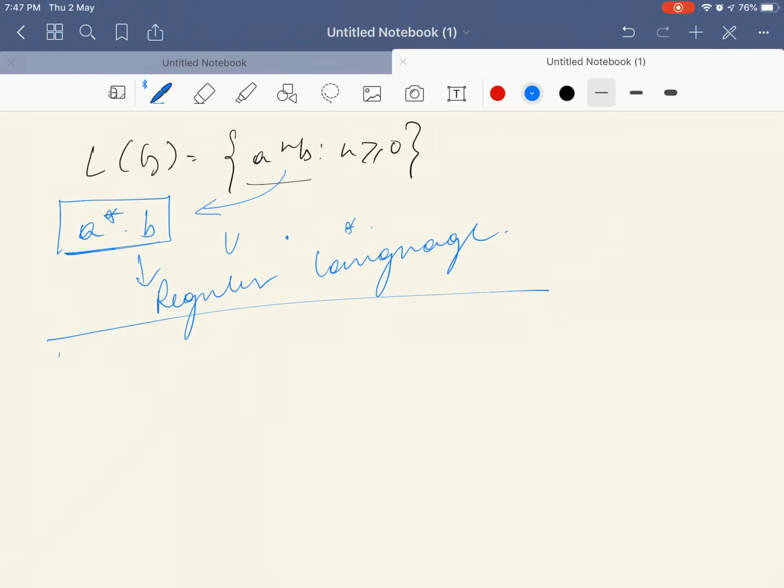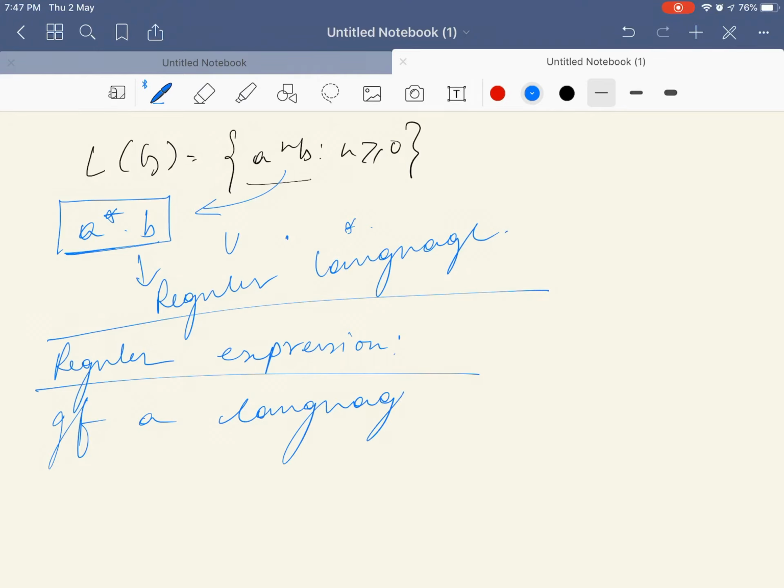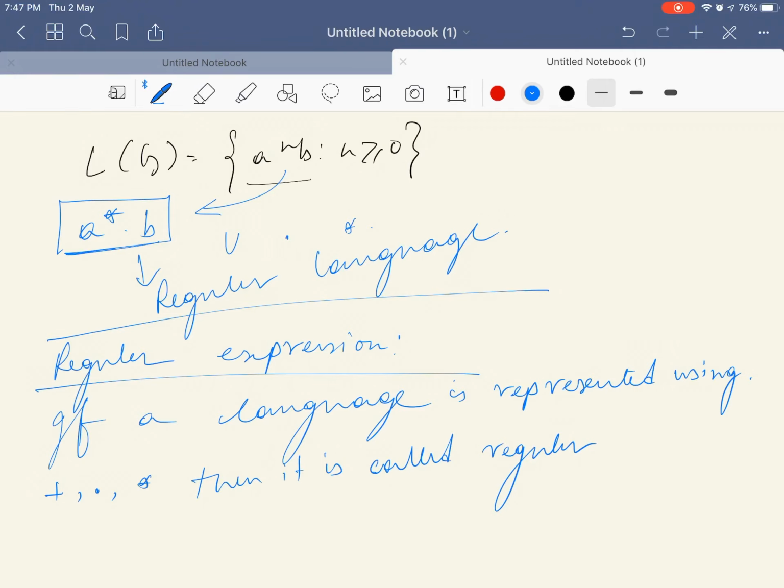Now what is a regular expression then? Similarly to the regular language, if a language is represented using plus, dot or Kleene star, then it is called a regular expression. That means whatever regular language I have told, if I can represent it using either plus or dot or star, then it is called a regular expression.